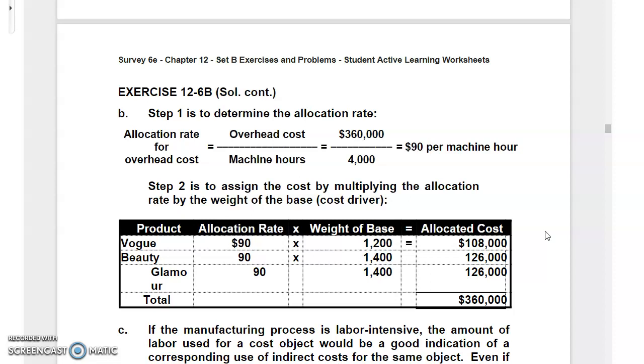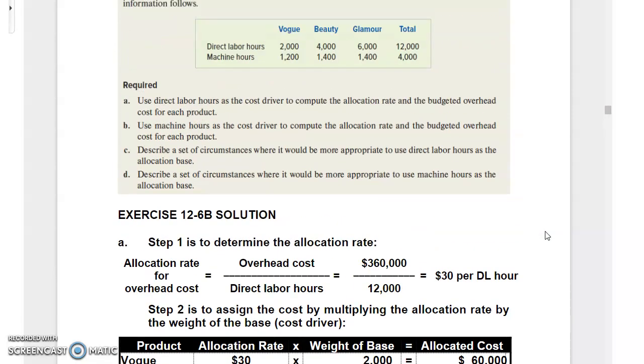Now the question is, which is the best cost driver? When would it be more appropriate to use direct labor hours versus machine hours? It would be more appropriate to use direct labor hours if direct labor hours is the majority of the cost involved in producing the product. So if we have a lot more cost for direct labor hours than we do for anything else, then that would be an appropriate cost driver.